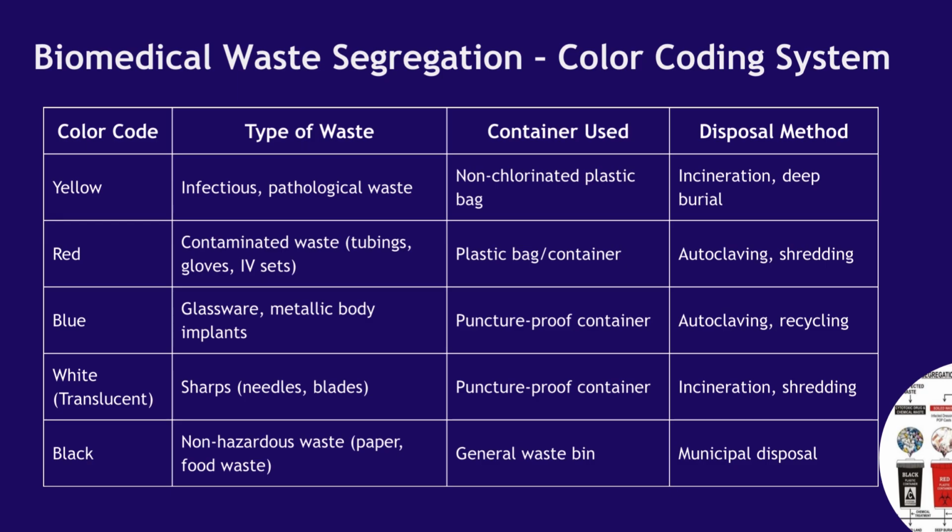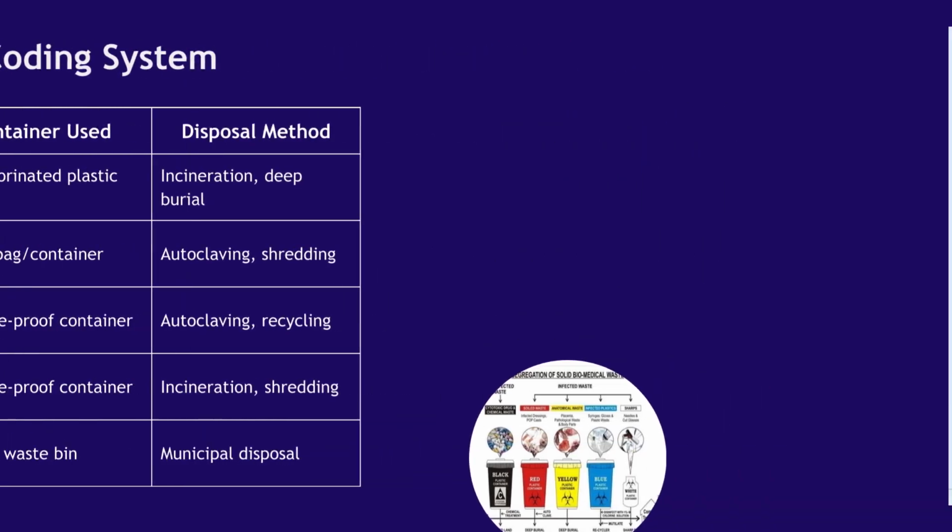Blue container, for glassware and metallic body implants, uses puncture-proof container. Disposal by autoclaving or recycling. White or translucent container, for sharps like needles and blades, uses puncture-proof container. Disposal by incineration or shredding. Black bin, for non-hazardous waste like paper and food, uses general waste bin. Disposal through municipal systems.